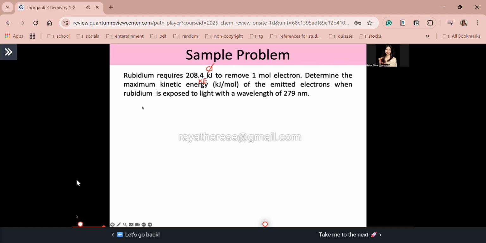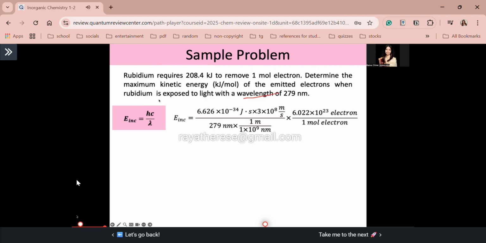So what are we missing? Yes, it's the energy of the incident light. We don't know this, so that is what we will solve first through this equation. So, E incident is equal to hc over lambda. Ma'am, why is that? Because we are given a wavelength of 279 nanometers. So, let's try to solve together. The energy of the incident light is equal to the Planck's constant times the speed of light over lambda. Now, I converted the lambda from nanometers to meters, where 1 meter is equal to 1 times 10 to the power of 9 nanometers.